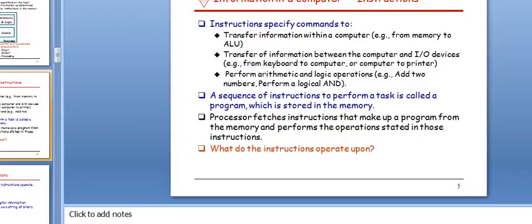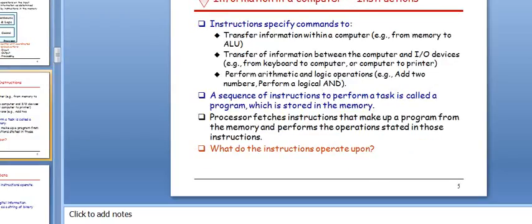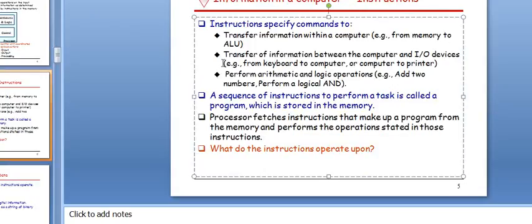The ALU performs the desired operation on the input information as determined by the instruction in memory, and a control unit coordinates actions like input, output, and processing. It coordinates how the computer accepts the input, how output will be shown, and how processing is done, and all these things are controlled and done in sequence.